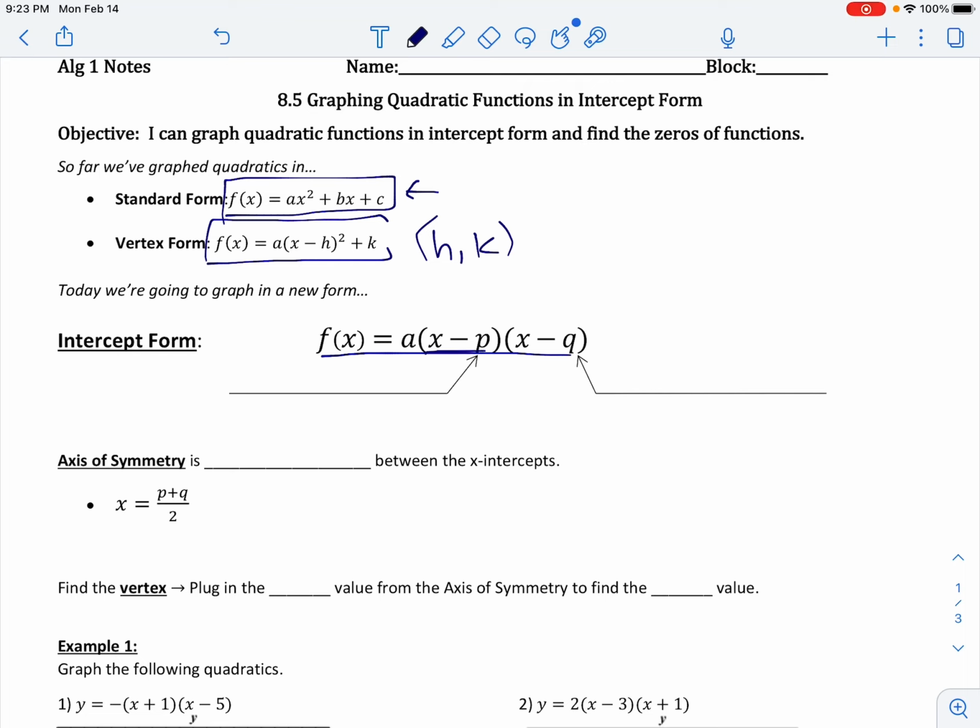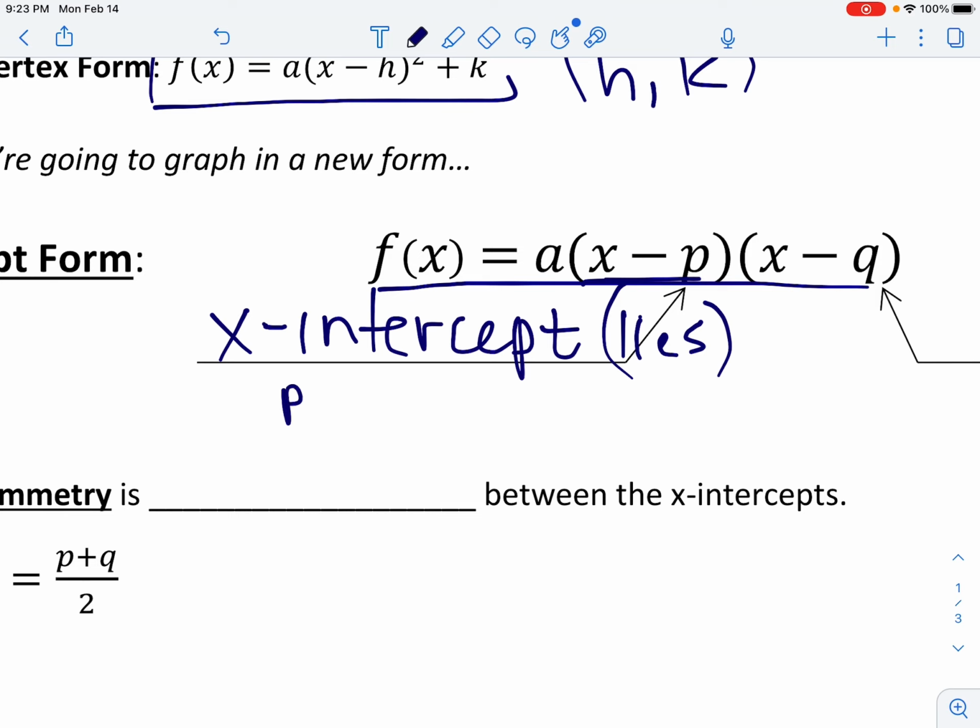So right here, x minus p, p is an x-intercept. Okay, and this is where the x-intercept lies. So this one lies to you, because if it's in parentheses, remember it's the opposite value. So if it's x minus p, our x-intercept is going to be p comma 0. So it's going to be on the x-axis at p comma 0. If it was x plus p, it would be negative p comma 0.